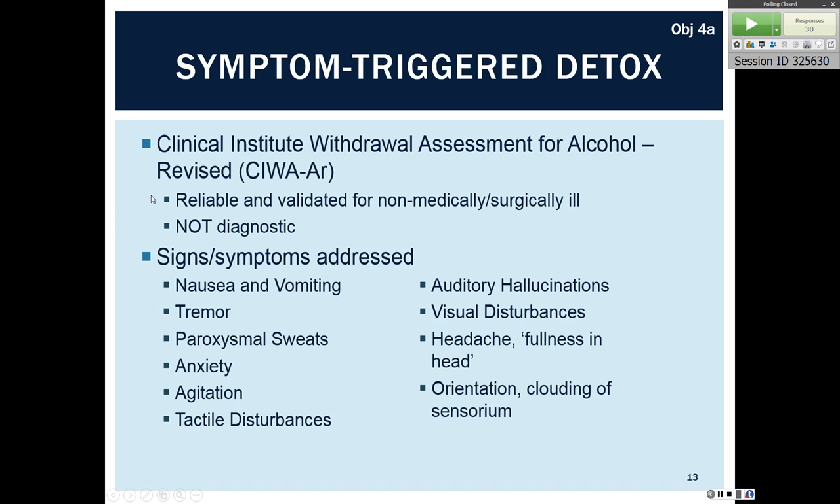The thing to remember with CIWA is that it is reliable and validated, but only for non-medically or surgically ill patients. So somebody comes to the hospital and they're otherwise healthy, they can talk to you, and they say, I drink a half a gallon of vodka a day or something. And you're like, okay, you're going to go into alcohol withdrawal. But because you're talking to me, that means that you're otherwise okay, and we'll try this symptom-triggered approach. If they're drinking a half a gallon a day, you probably need a higher level. This is like the mildest level of treating alcohol withdrawal. So maybe if they're drinking a pint a day, you would go with this one. So that's the gist and the overview of symptom-triggered detox.